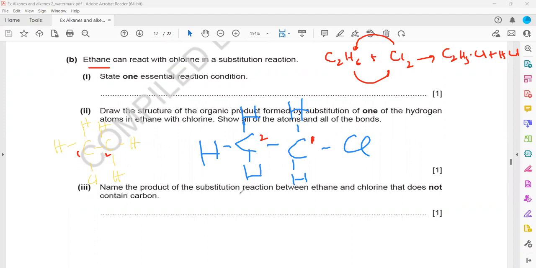Then name the product of the substitution reaction between ethane and chlorine that does not contain carbon. So what else is there? Hydrogen chloride, HCl. So hydrogen chloride. Don't say hydrochloric acid. That will be considered wrong, because hydrochloric acid forms when we dissolve this in water. But the product is hydrogen chloride.